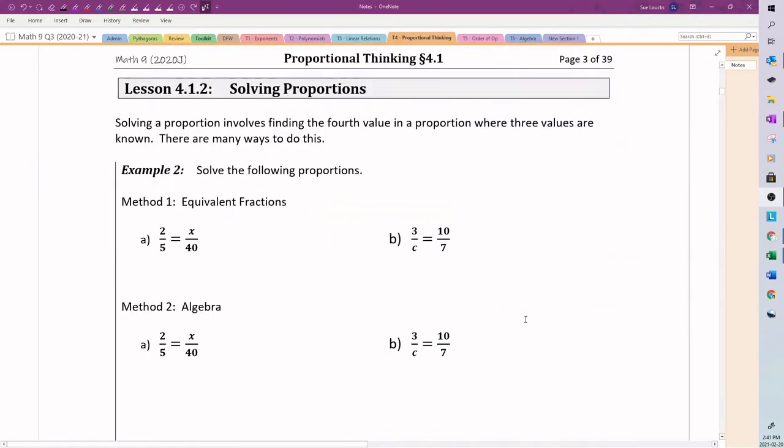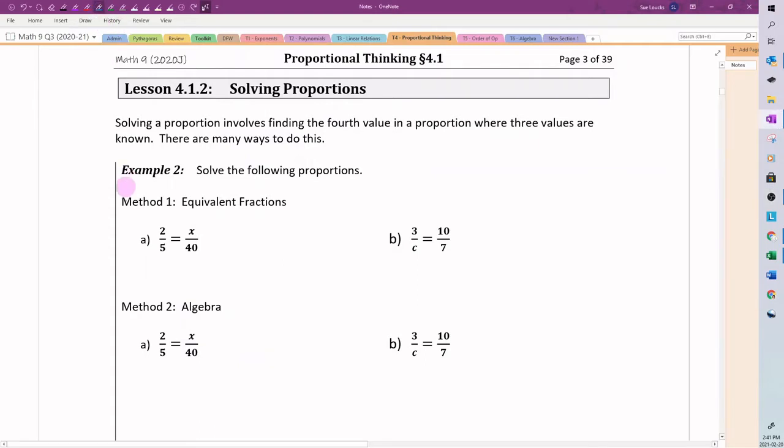Okay, so now we know how to see if something is a proportion. Now we're going to figure out how to solve a proportion. And when we solve a proportion, that means that I've been given 3 of the values and I need to find the 4th. And there are at least 3 different ways to do it. I'll show you all 3 of them just so you have at least seen them all, okay?